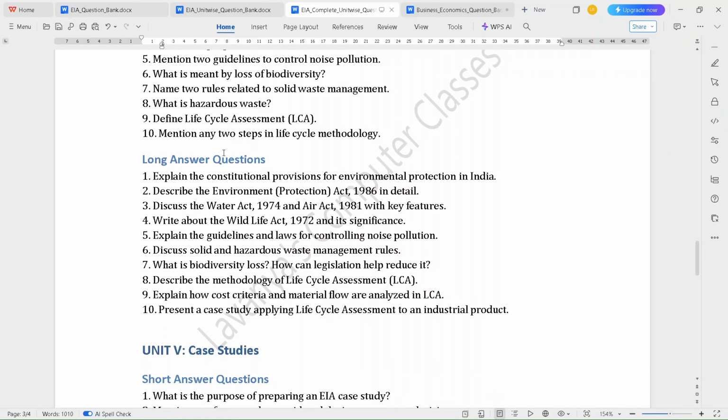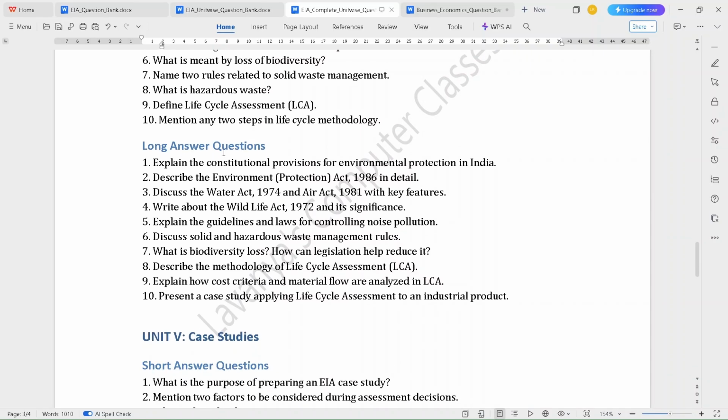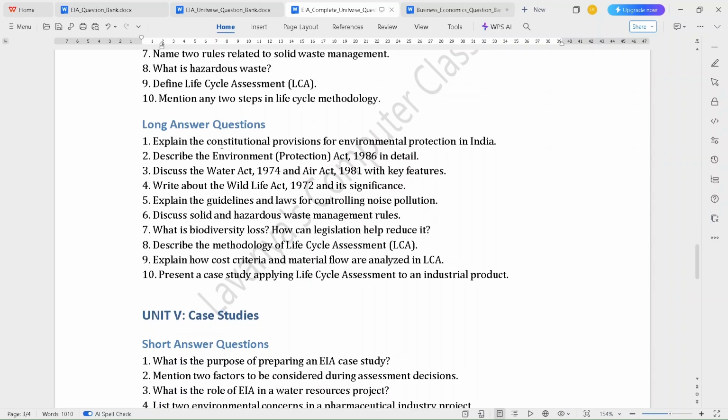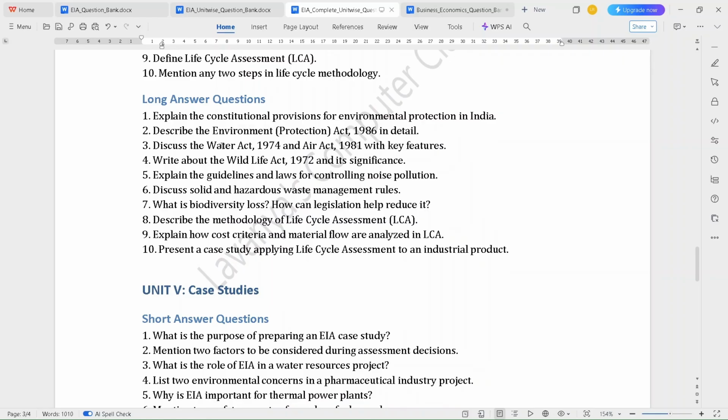The long answer questions are: explain the constitutional provisions for environmental protection in India. Describe the Environment Protection Act 1986 in detail. Discuss the Water Act 1974 and Air Act 1981 with key features. Write about the Wildlife Act 1972 and its significance.